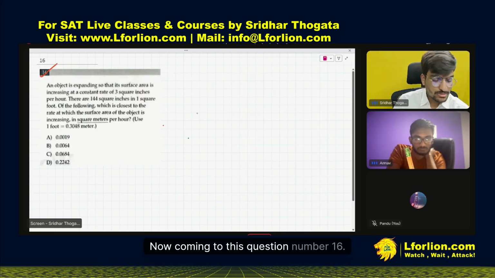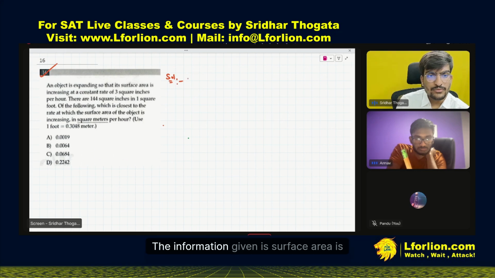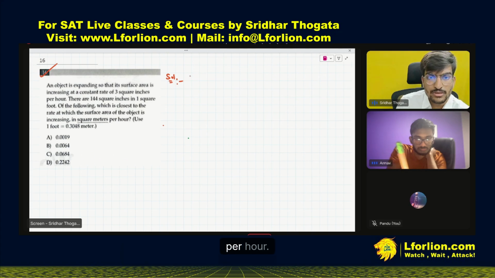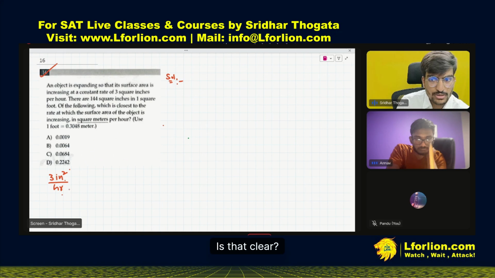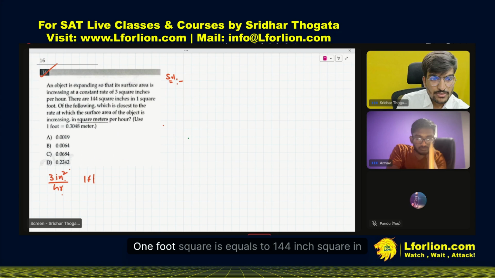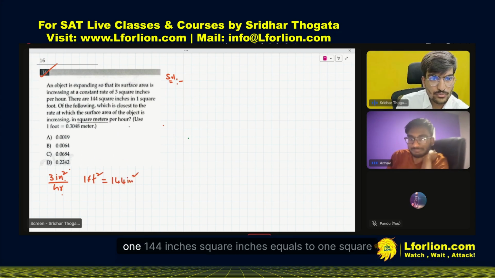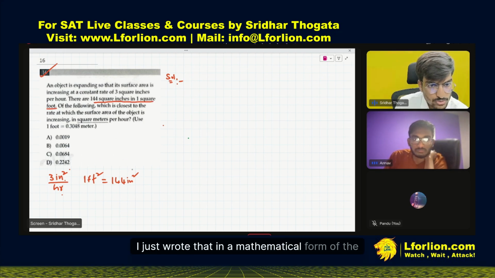Now coming to this question number 16, we'll see. Here the information given is surface area is increasing at a constant rate of 3 square inches per hour. Let's write all information at one place. 3 square inches per hour. Is that clear? There are 144 square inches in 1 square foot. 1 foot square is equal to 144 inch square. I just wrote that in a mathematical form.